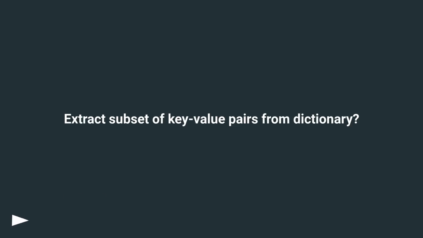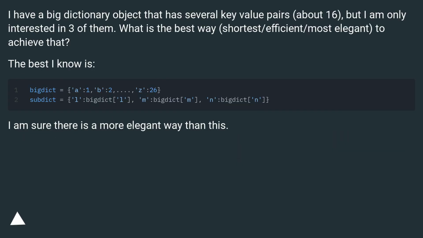Extract subset of key-value pairs from dictionary. I have a big dictionary object that has several key-value pairs, about 16, but I am only interested in 3 of them. What is the best way, shortest/efficient/most elegant, to achieve that?